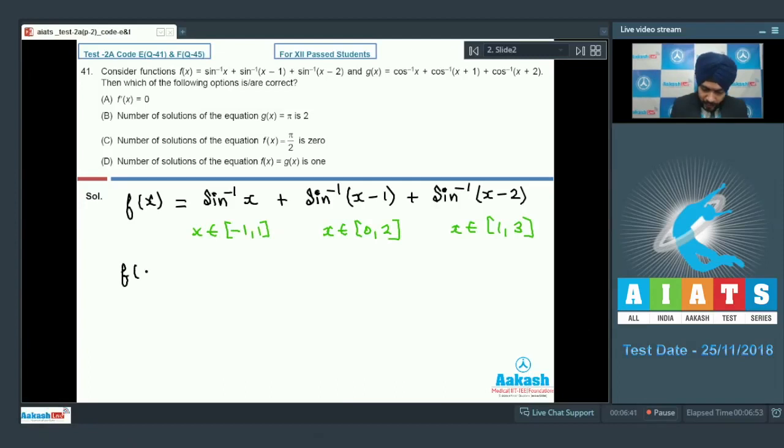So f(x) is always equal to sin inverse 1, which is pi by 2, sin inverse 0, which is 0, sin inverse minus 1, which is minus pi by 2. So f(x) is a constant function.